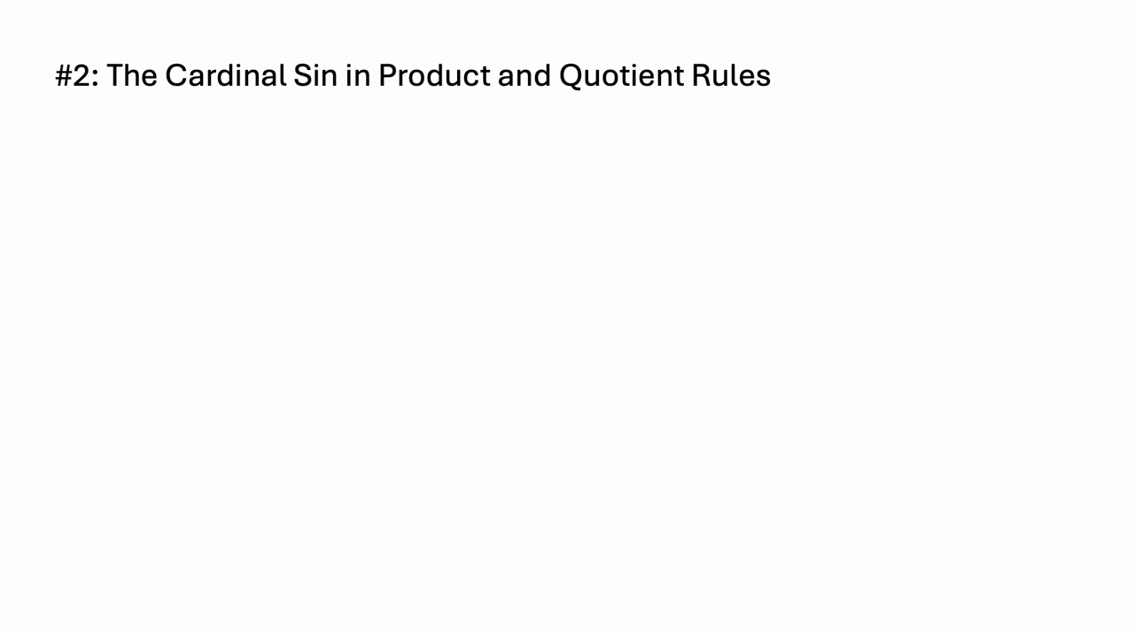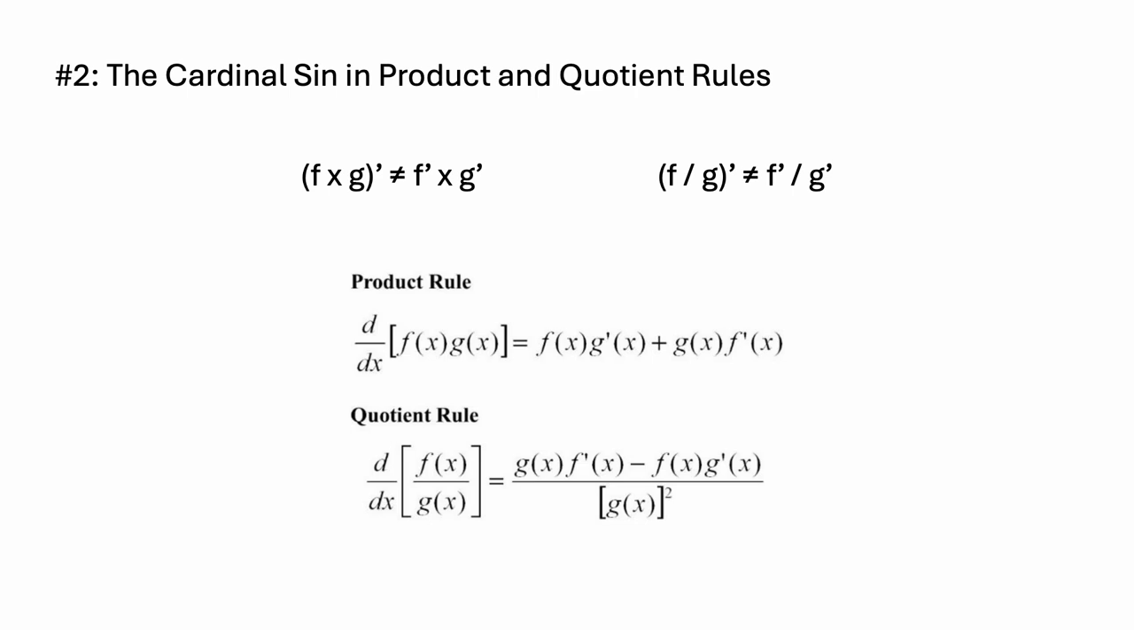But that's still a limit. The second mistake is the cardinal sin, and the cardinal sin is when you have the derivative of a product of two polynomials, you simply multiply the derivatives of these two separate polynomials, and the same goes for a quotient. Well, this is extremely incorrect and is a very common mistake, particularly when you first begin derivatives. In reality, you should be using the product and quotient rule to find these derivatives, and this is a very, very common mistake, as I've just previously mentioned.